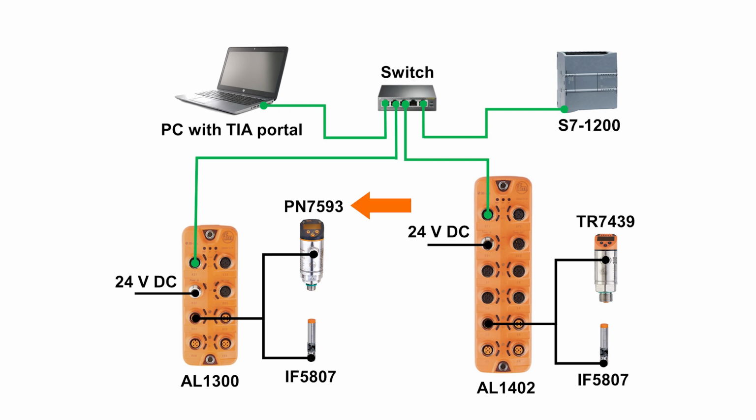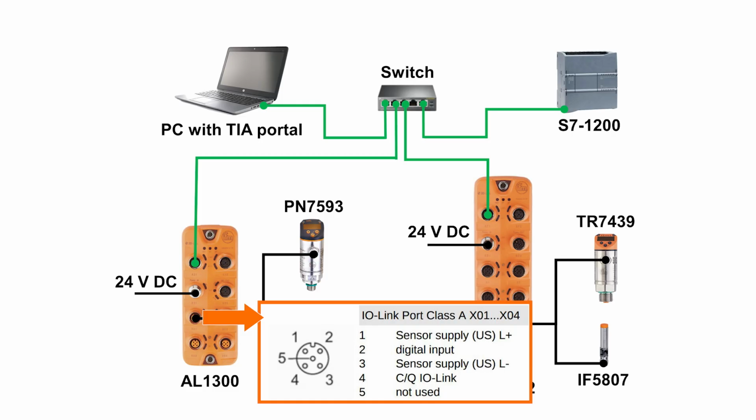A PN7593 pressure sensor with I/O link interface and an IF5807 inductive proximity switch for the binary signal are connected to port 1 of the AL1300 4-port master using a Y cable. Before using the software, here's an overview of the pin assignment of the I/O link ports of the two masters.